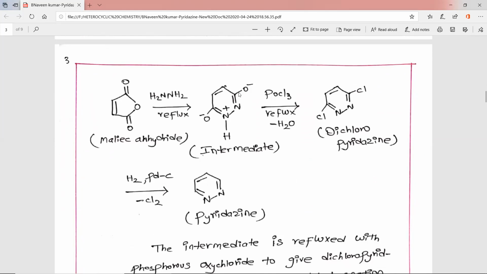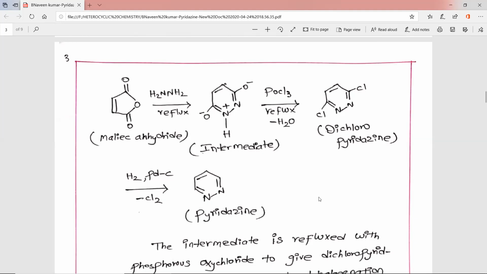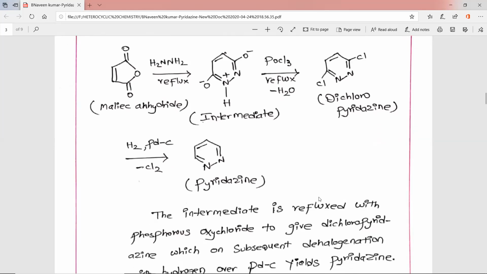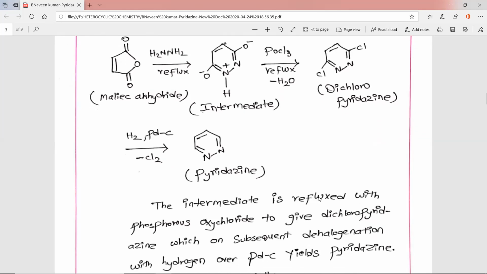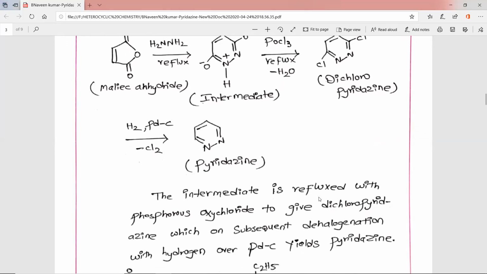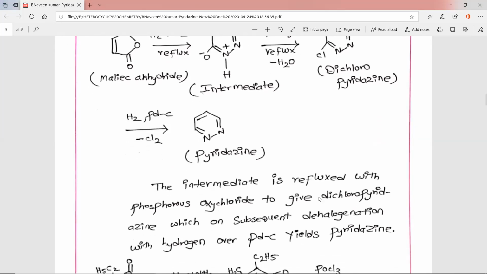The intermediate is treated with POCl3, where we place chlorines here. When these are OH groups, they can be displaced by the chlorine atoms. We get a 3,6-dichloropyridazine, which on dehalogenation gives the pyridazine. So the intermediate is refluxed with phosphorus oxychloride to give a dichloropyridazine, which on subsequent dehalogenation with hydrogen over palladium and carbon gives pyridazine.